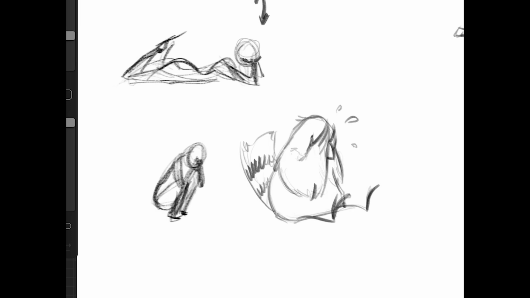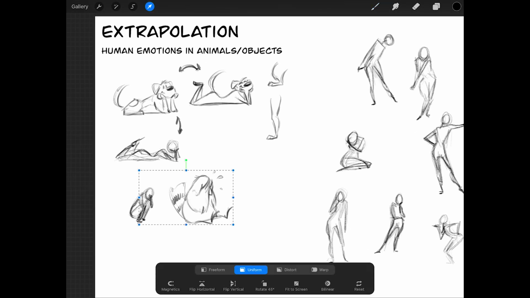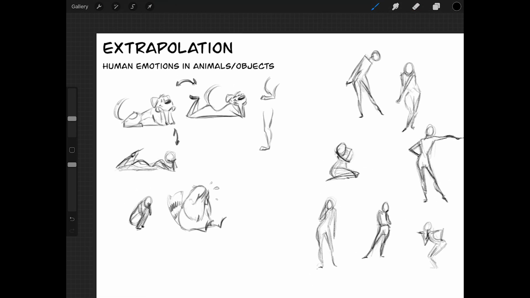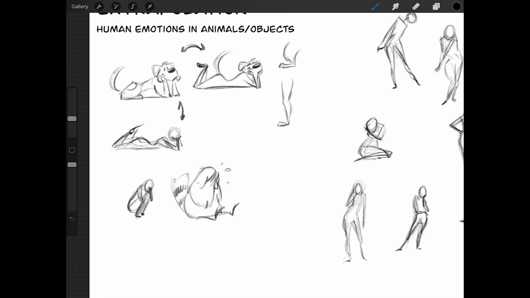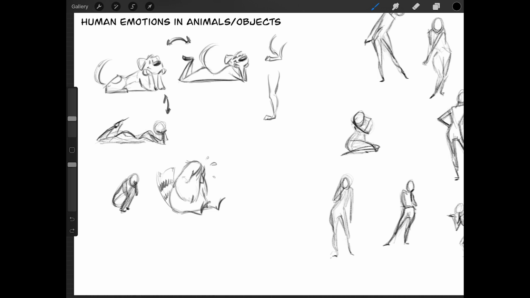So you see, this is something that is very different from the original pose here. And I would say that this drawing of this bird is a bit closer to this version over here. We're taking some of the anatomy of the bird and then we're trying to translate the emotion of the human body over into the bird.